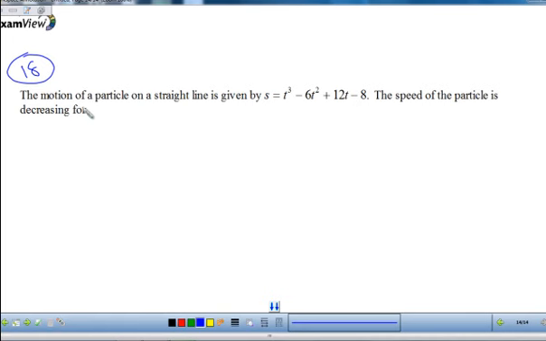Okay, number 18 says the motion of a particle in a straight line is given by this. The speed of the particle is decreasing for. Remember that the speed of a particle is decreasing when the acceleration and velocity are different signs. So I need to figure out where the velocity and acceleration are different signs. So I'm going to take the derivative.